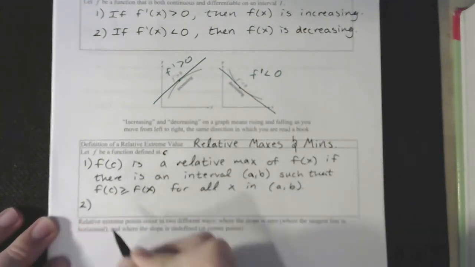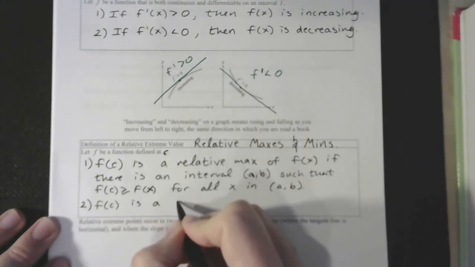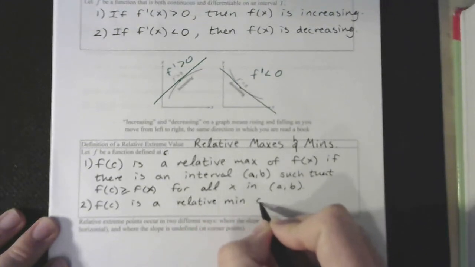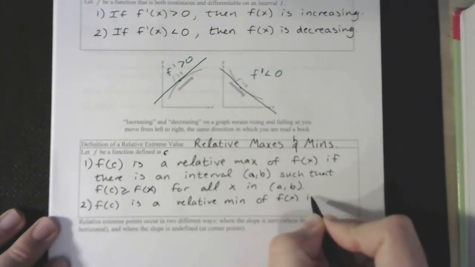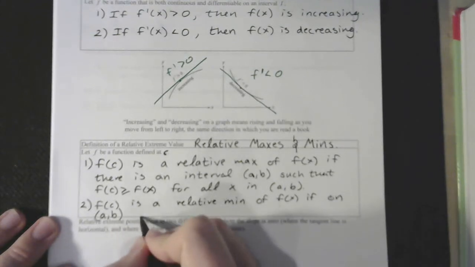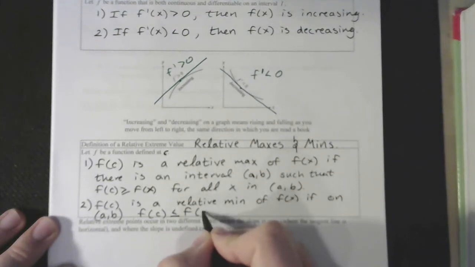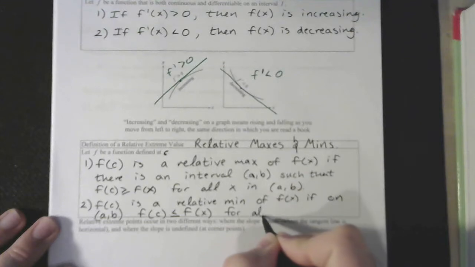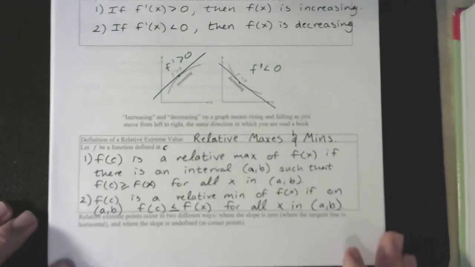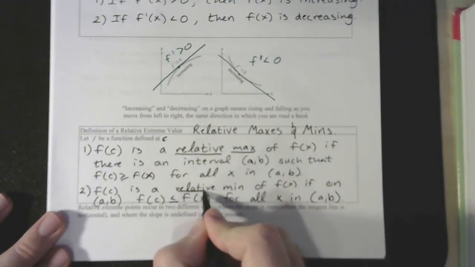And second, f of c is a relative min of f of x if on that interval a to b, f of c is less than or equal to f of x for all x in a to b. So relative max versus relative min.